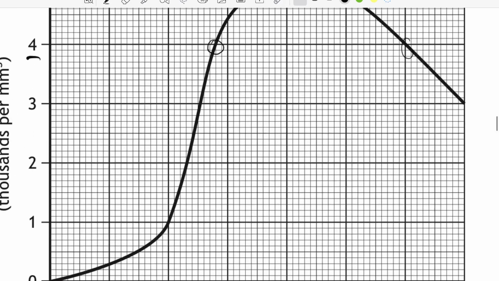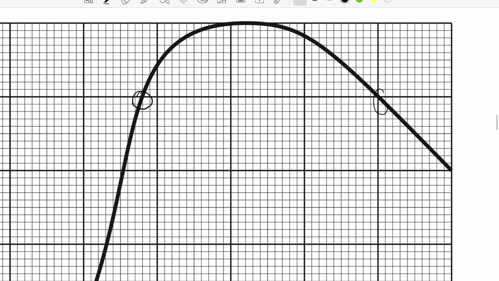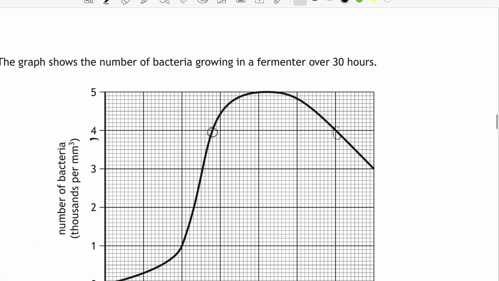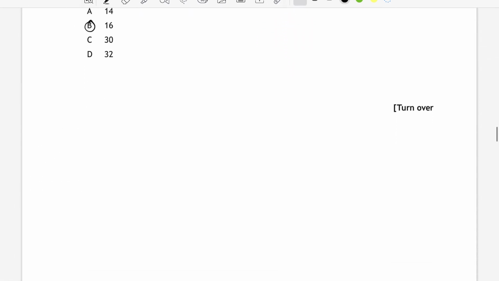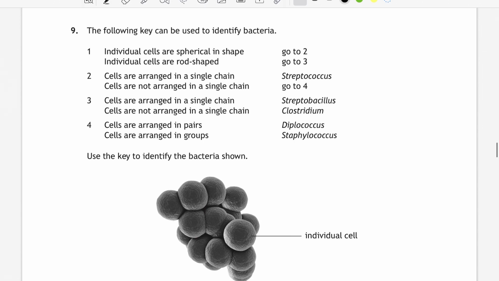Notice how, yes, it's easy for me on an iPad to zoom in, but obviously you will have your paper in front of you. You can look at it a little closer. But please do take your time when it comes to graph reading. The SQA are very good at putting in very tricky questions, so take your time.